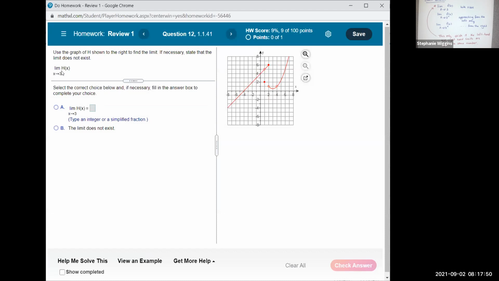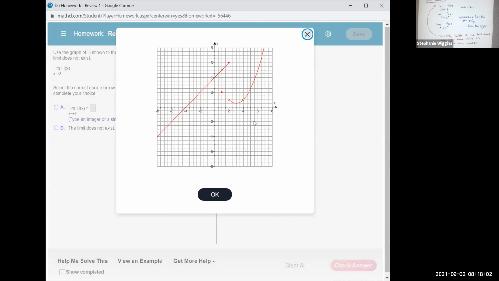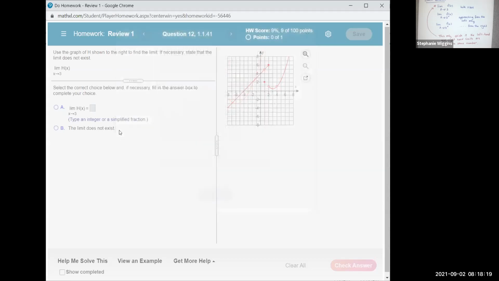That'll throw you off. Approaching 3 now, because there's no sign following the 3, the left and right limits have to match in order for it to exist. So I find 3 on my graph, which is right here. And it looks like the left, if I draw vertically, goes to the height of 1 there, both the left and the right meet at that spot. So the limit does exist and it's equal to 1.